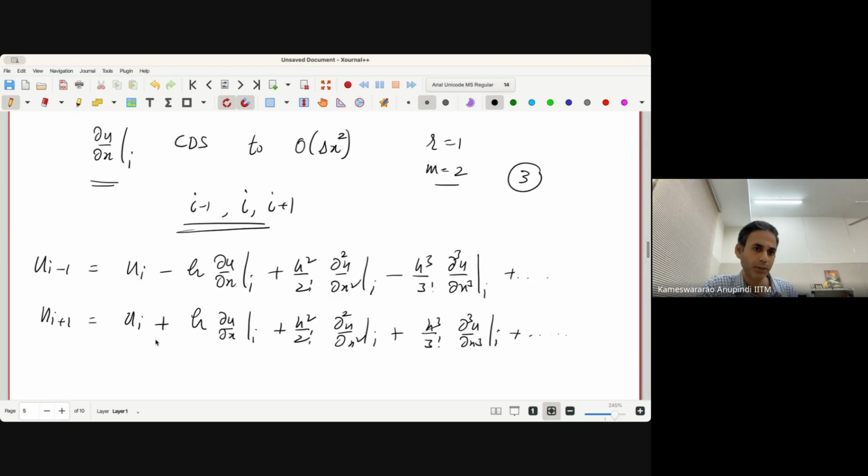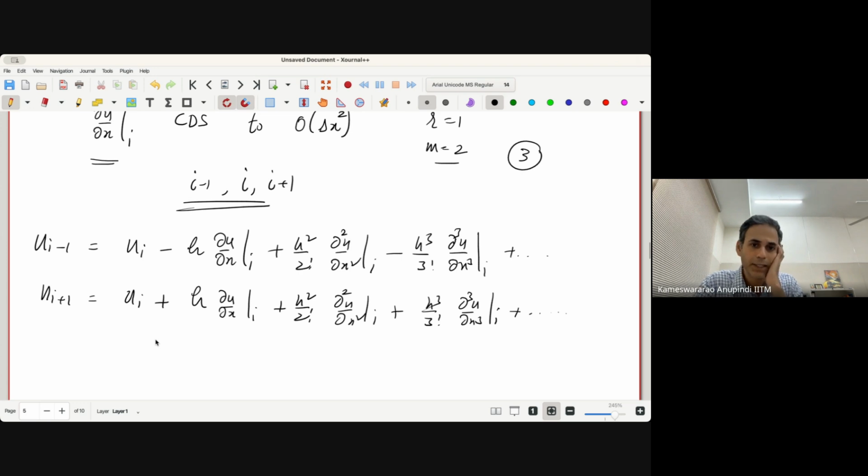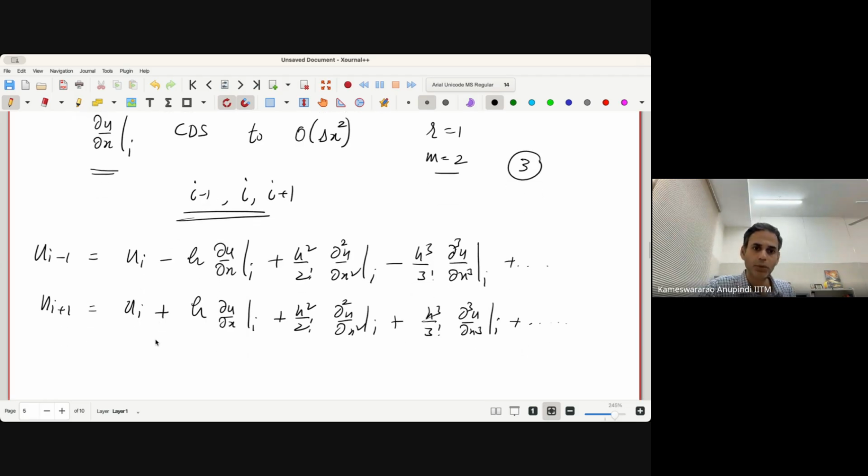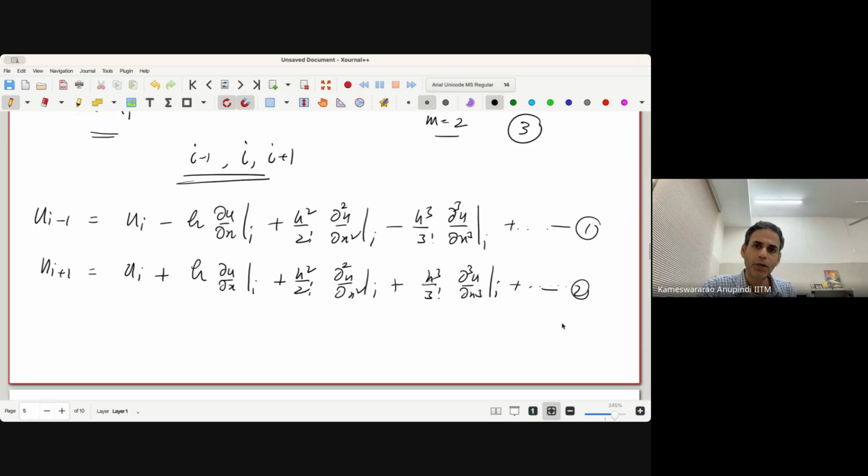All are plus for the i plus 1. Okay, so I have these 3, but then here it is much more straightforward because we just need to calculate ∂u/∂x, right? So that means I have the first equation and the second equation. We actually don't have to multiply with alpha and beta and do all that analysis, because here it is straightforward.